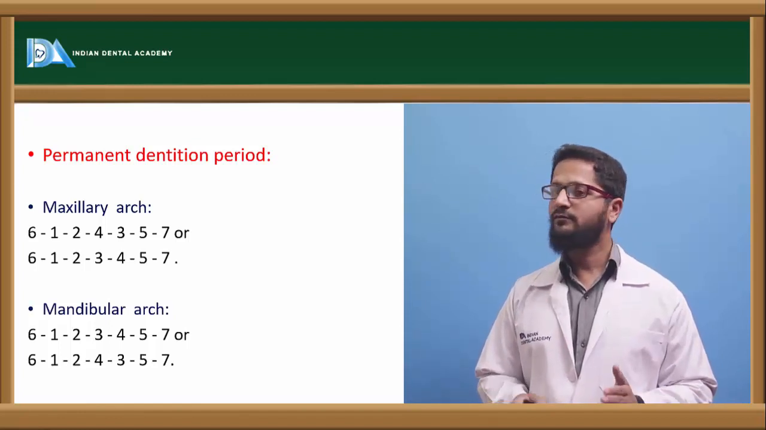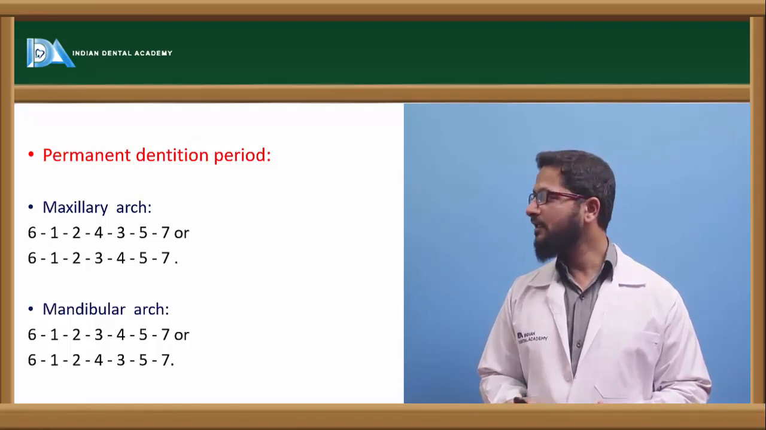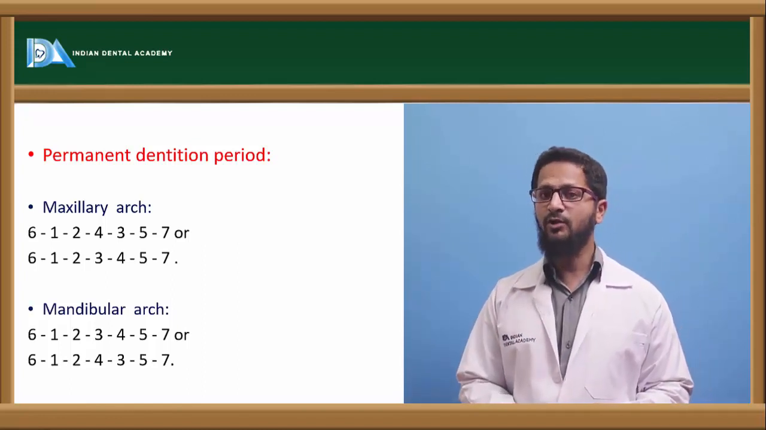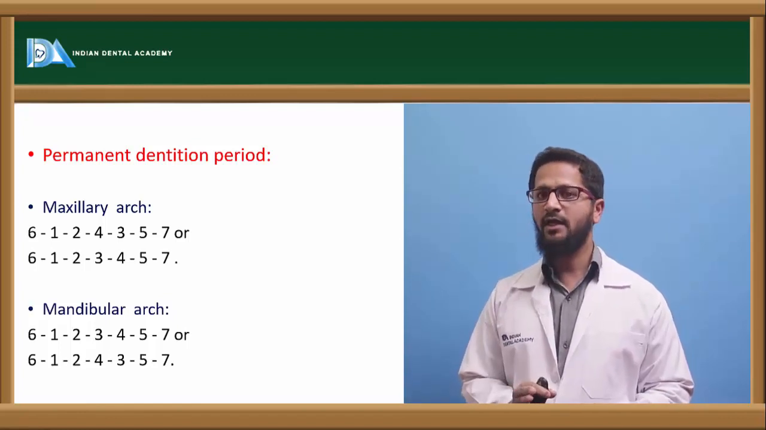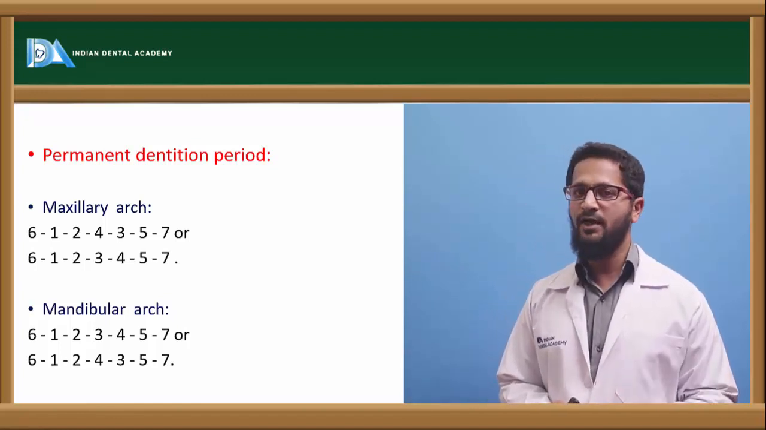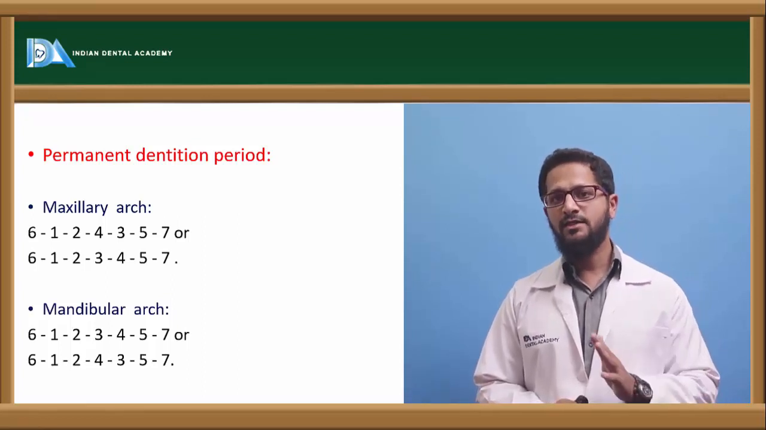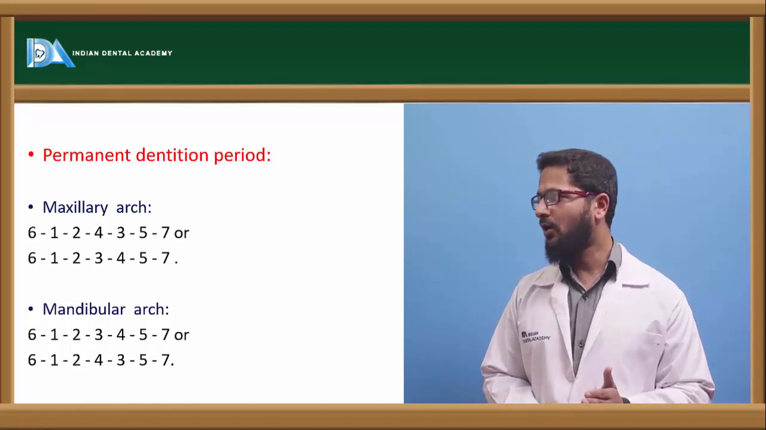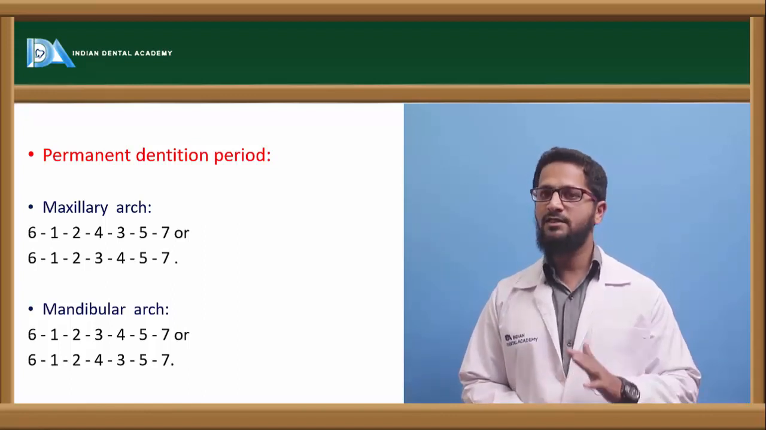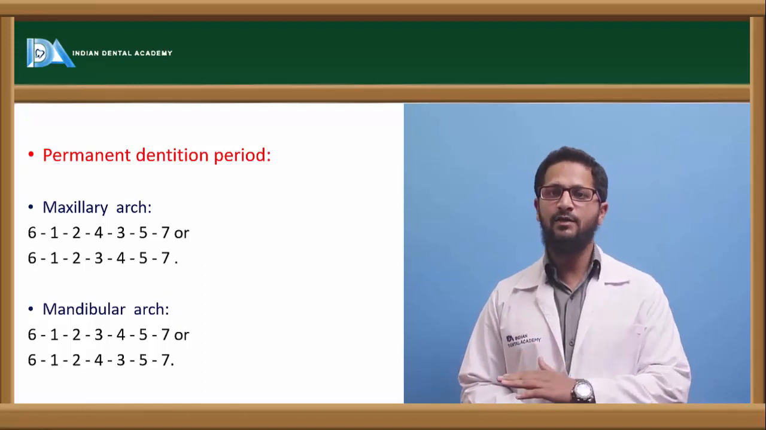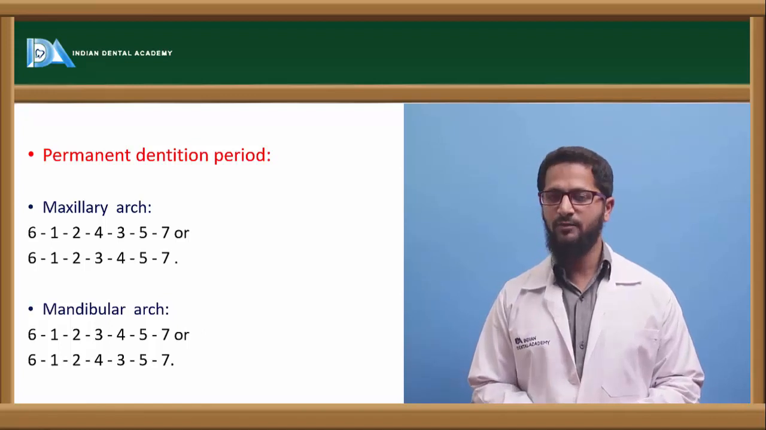Or it can be first permanent molar, then central, then lateral, then first premolar, then canine, then second premolar, and then second molar. In case of the maxillary arch, one of the most common sequences is first permanent molar, then central, then lateral, then first premolar, canine, second premolar, and second molar. Or it can be first permanent molar, then central incisor, then lateral incisor, then canine, then first premolar, second premolar, and then second molar. So this was all about development of dental arches and occlusion. Thank you.